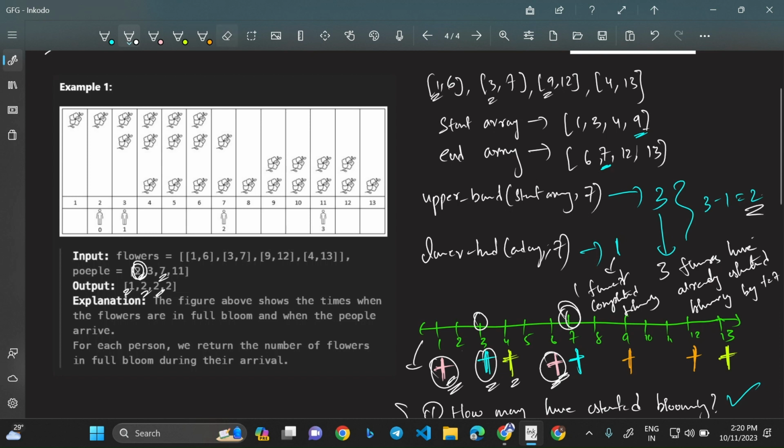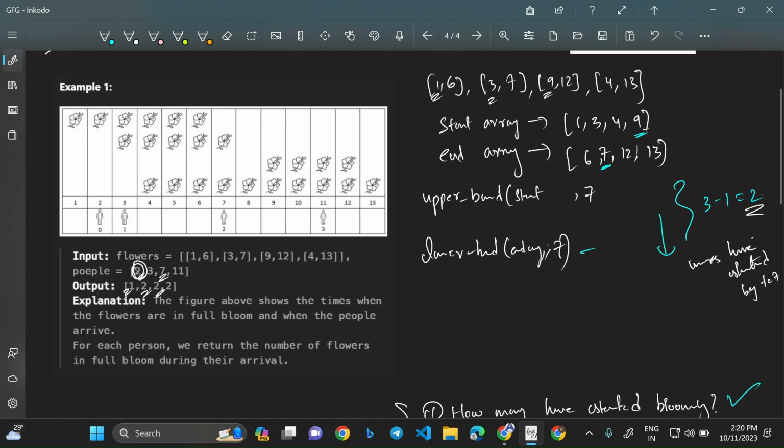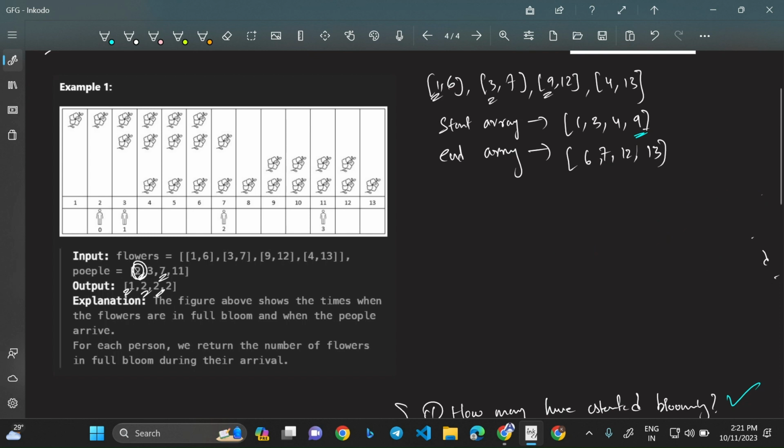Similarly, you can check it for 11. So this is how you do it. We need to answer 2 questions: how many flowers have started blooming by that point, and how many flowers have completed blooming. If we subtract these 2 values, we get the required answer. So we are using the concepts of upper bound and lower bound to find the required answer. This is the technique.